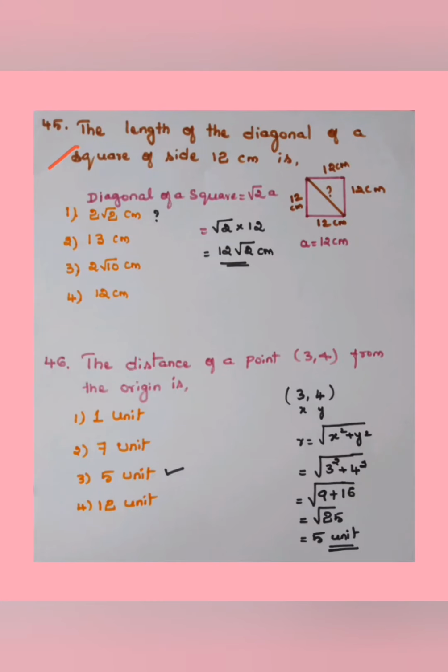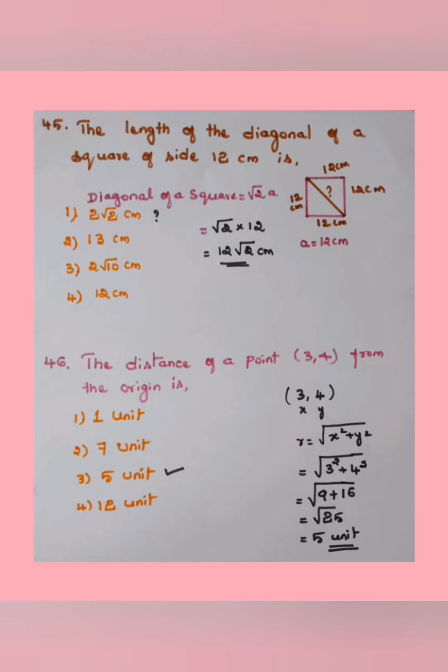Next one, the length of the diagonal of a square of side 12 centimeter is. So they have given the square of side 12 centimeter. If one side is 12 centimeter, all other sides also will be 12 centimeter for a square. We need to find the length of the diagonal. Actually, you can use Pythagoras theorem and calculate, that is the other method. But we know the direct formula for this. The diagonal of the square is equal to square root of 2 into a, one side of the square.